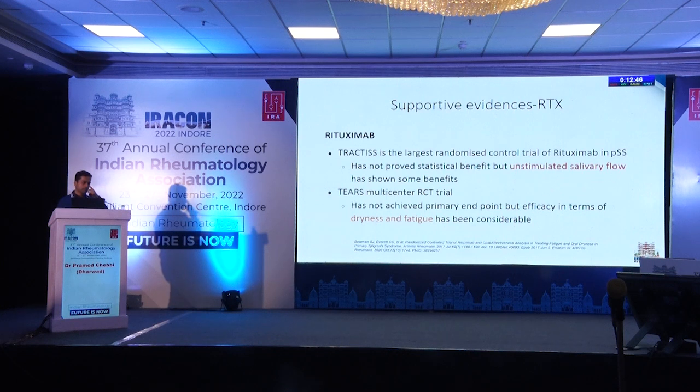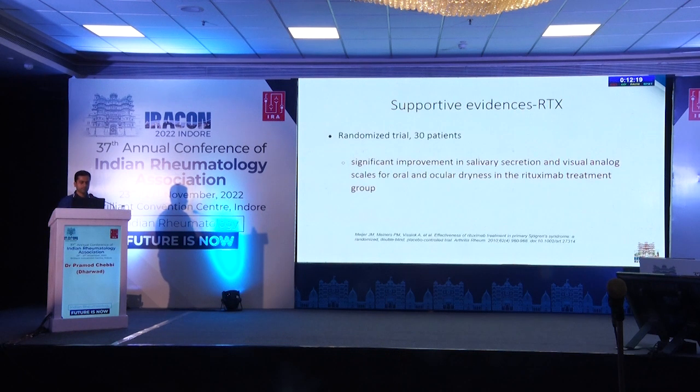Coming to rituximab, of course, the two major landmark trials of Sjogren's, TRACTISS and TEARS, have established no definite evidence of use as far as sicca symptoms are concerned. But we need to look at this data more clearly and in more depth. Though not a statistical benefit, there has been a significant improvement in unstimulated salivary flow in TRACTISS, and significant improvement in dryness and fatigue in TEARS. There are a few other randomized trials, though small in numbers, which have shown that salivary secretion and visual analog scales for oral and ocular dryness definitely improved with rituximab.